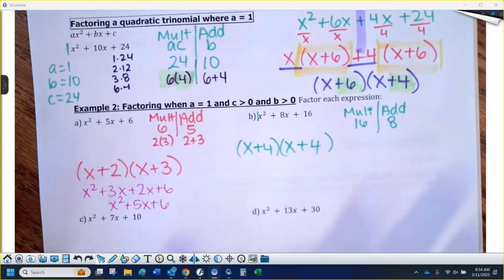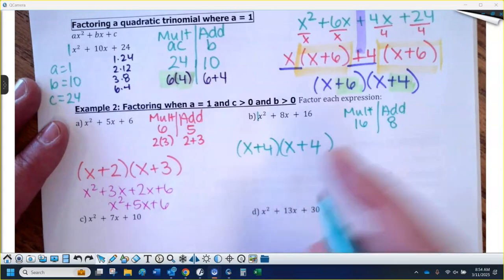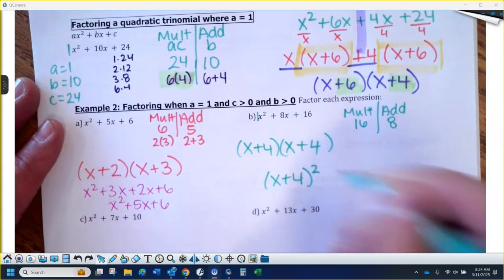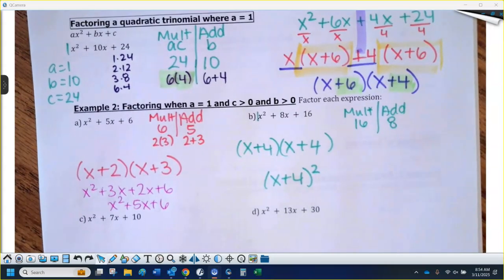Now, these factors are identical. If you remember from yesterday, I'll take that as if you want to write that as your answer. But if they're exactly the same, you can squish them together and write an x plus 4 squared because you're multiplying it by itself. That only happens if the factors are exactly the same.